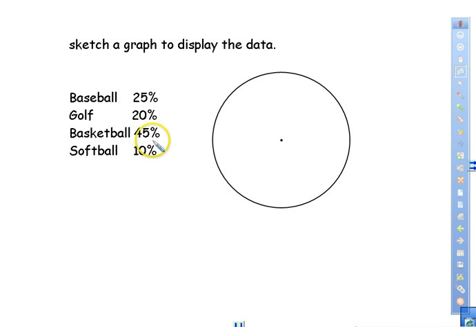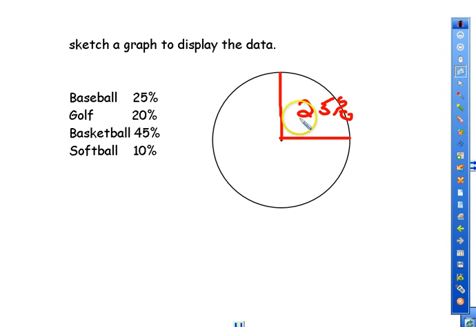Well, the first thing I would do is look for those numbers like the 25%. Those are the easy ones to create. So we can take this, make a right angle, and know that this is 25%. And you would need to write this in there as well. My pen's not working, that's why you're seeing me write. There it goes. And then you can write baseball in here for that.